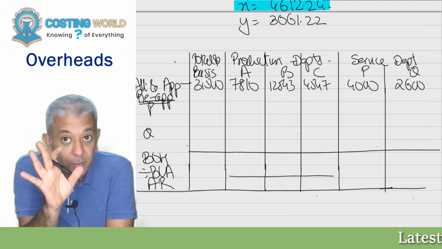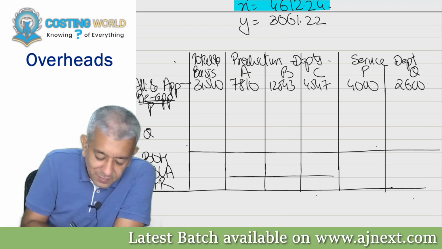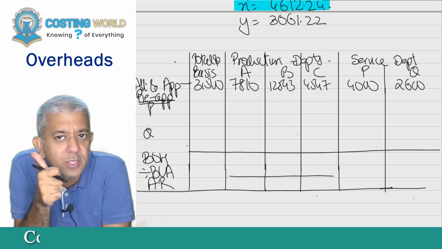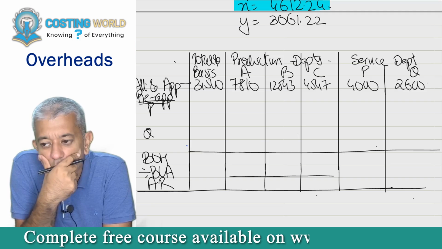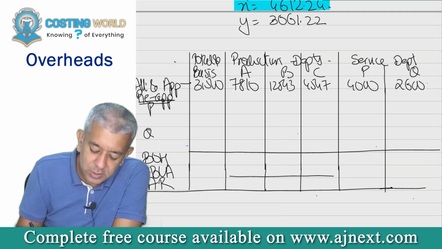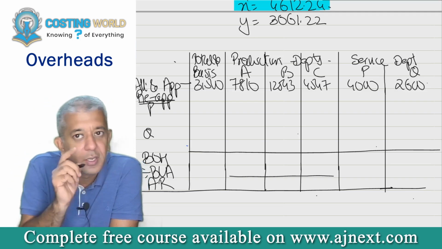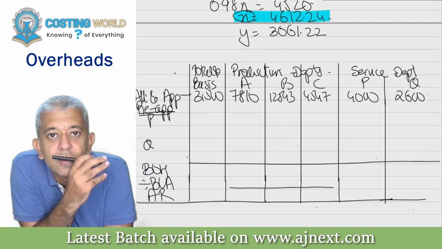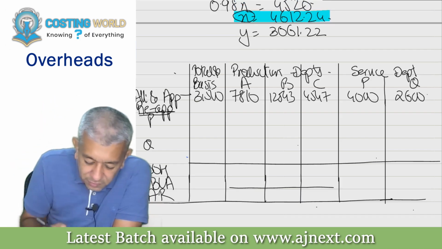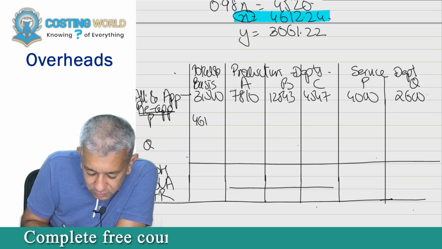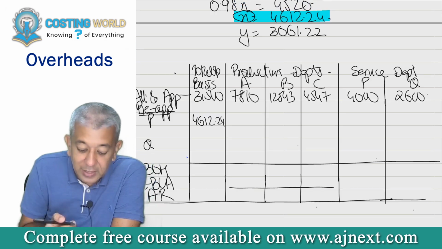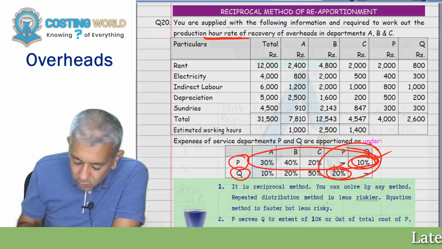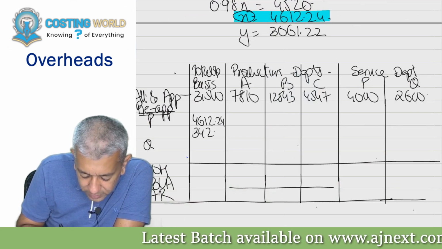Okay. Now, listen to me very carefully. Can we say P's cost you have to divide among A, B, C and Q? Is that okay? Yes. Okay. Now, P's total cost, somebody can be saying is 4,000. No, beta. P's total cost is a value of X, no? That's how we all defined X, right? Yes. Okay. So, therefore, in this case, 4612.24. Divide that among the other departments in what ratio? In the ratio of 3:4:1.